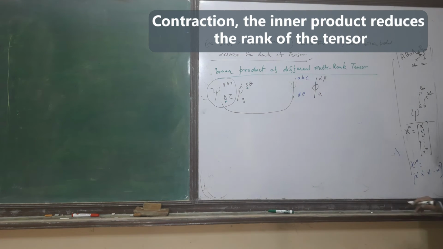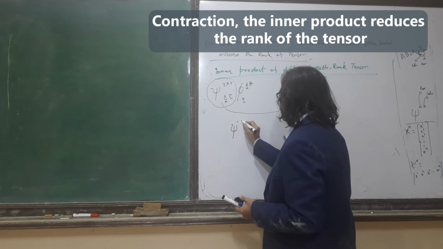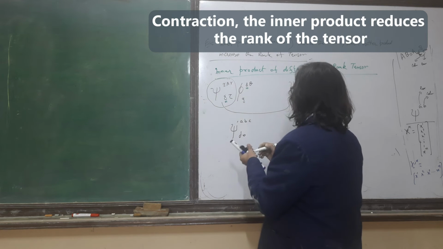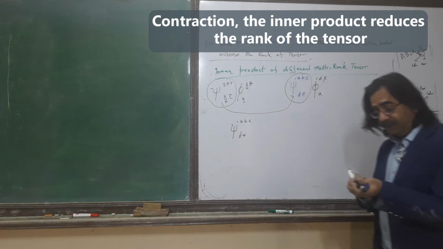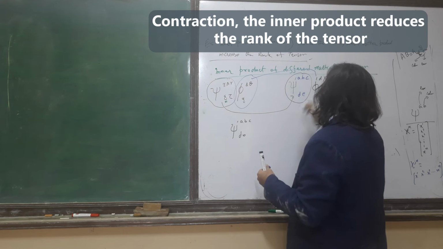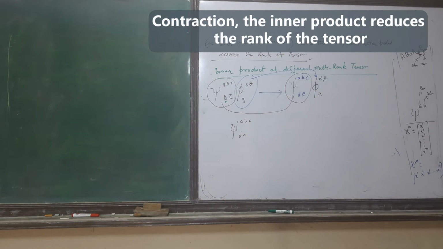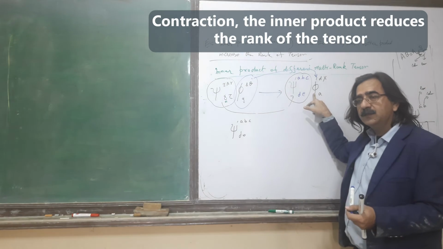Okay. So psi bar A, B, C, D. This transforms, sorry, this is transforming into this, and this is transforming into this, they are not equal. This vector is transformed into this, and this tensor will be transformed into this.